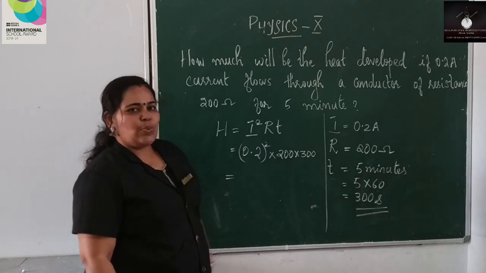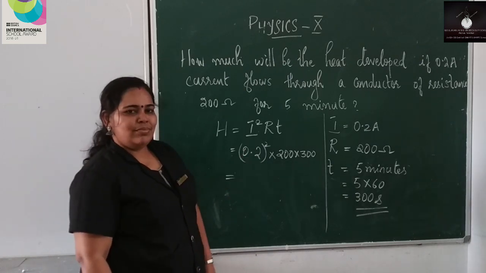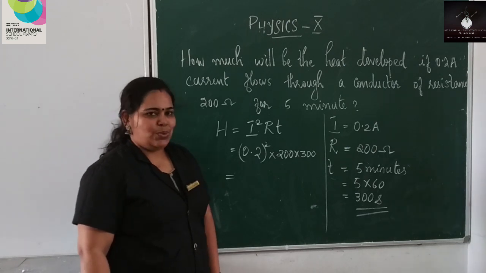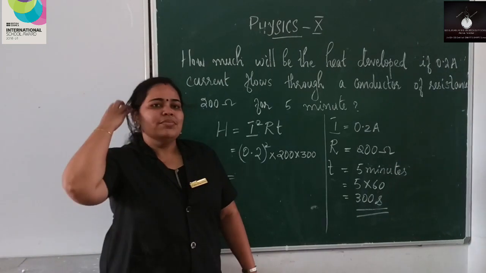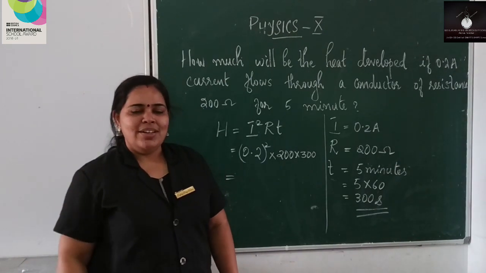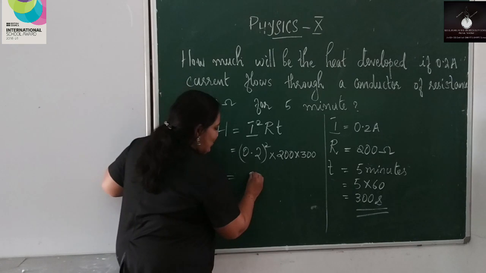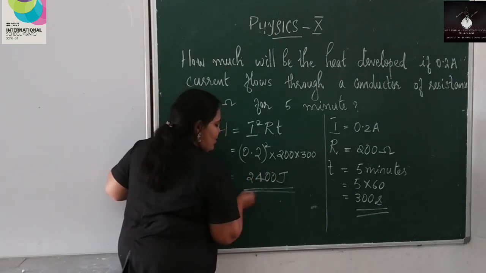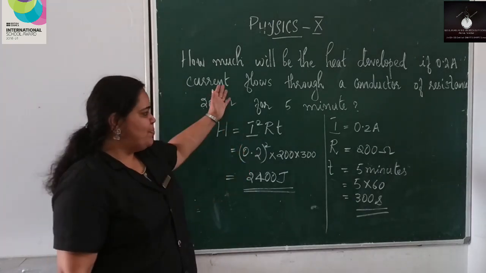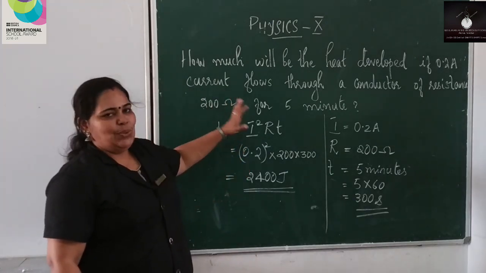What is 0.2 square? 0.04. Yes. Tell me the answer. Did you get the answer? What is the answer? 2400 Joule. Understood how to calculate heat produced? Okay.